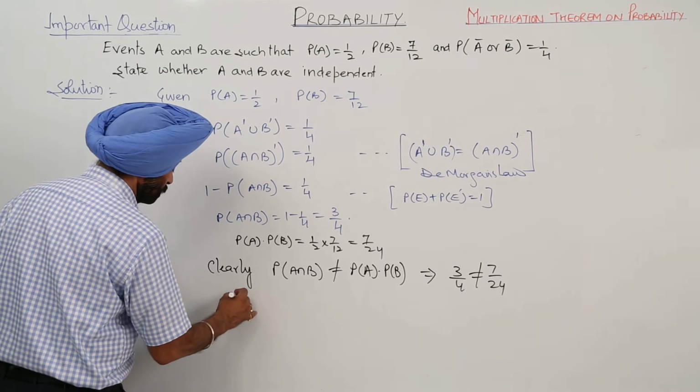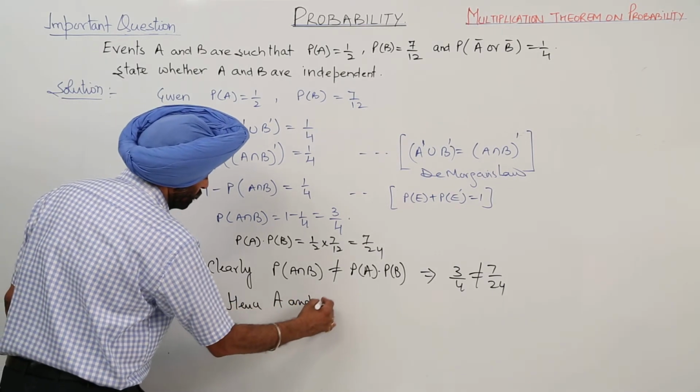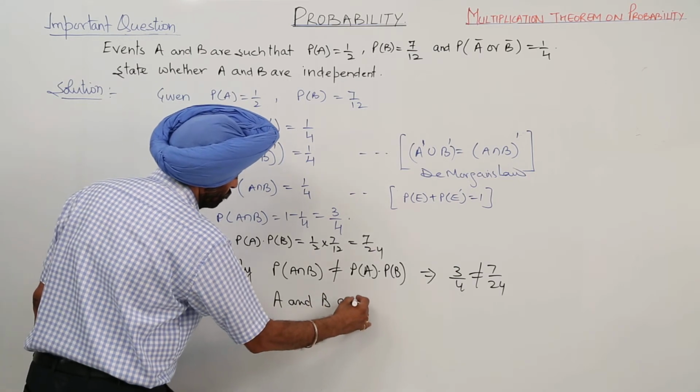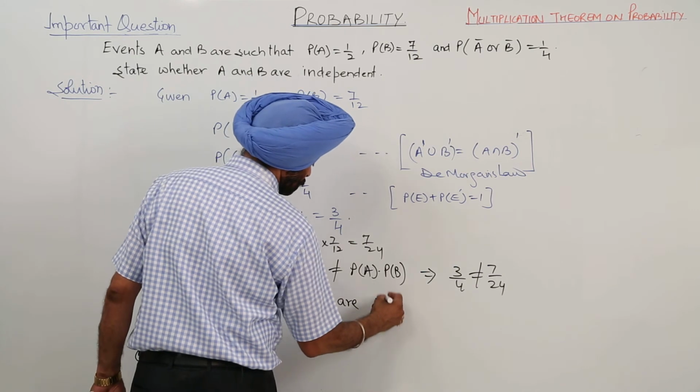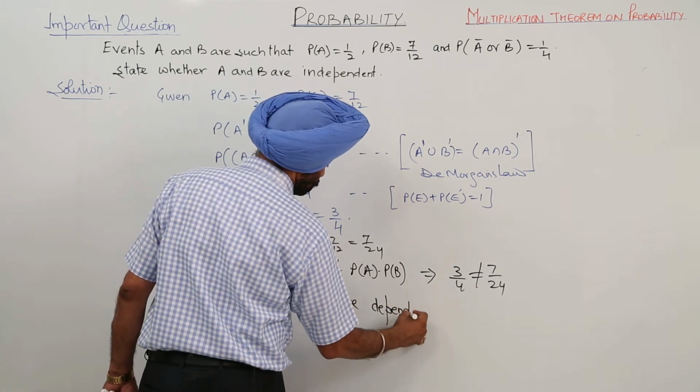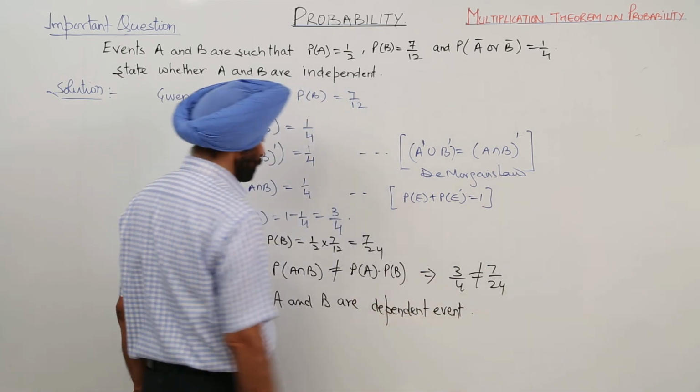Hence A and B are dependent events. They are not independent, they are dependent.